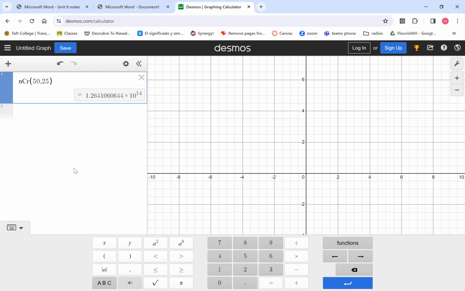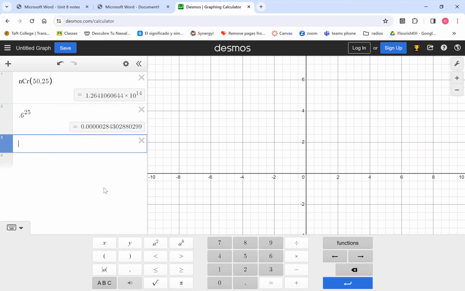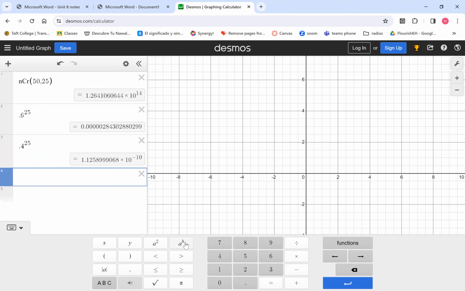Okay. Another thing I wanted to calculate was 0.6 to the 25th. Notice how I press the exponent key, to the 25th, and then boom, I press enter. I also want to do 0.4 for my exponent, to the 25th, and boom, I press enter. Remember, first I wanted to do 50 choose 25, 0.6 to the 25th, 0.4 to the 25th, and then let me multiply them all out.